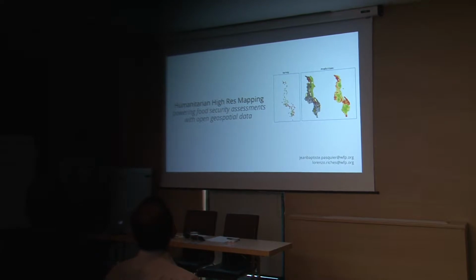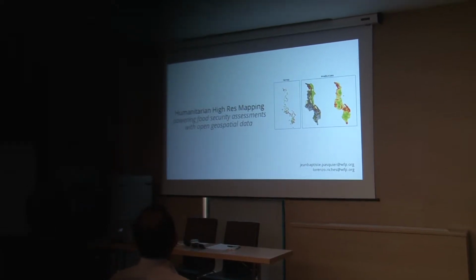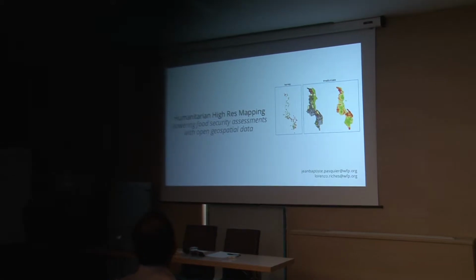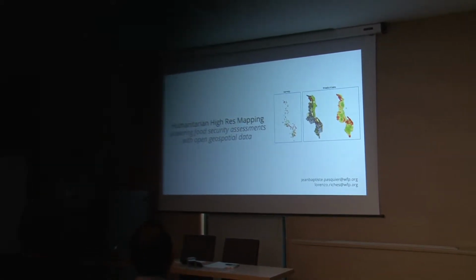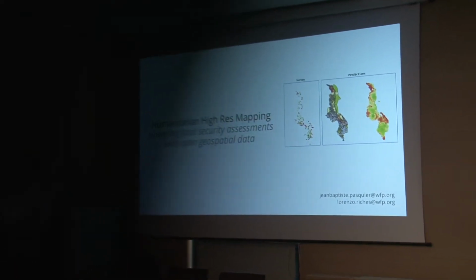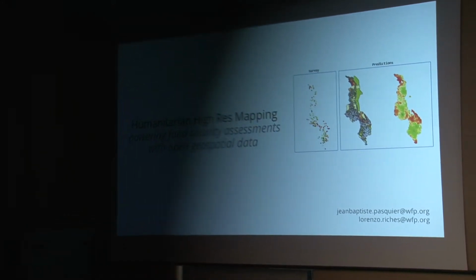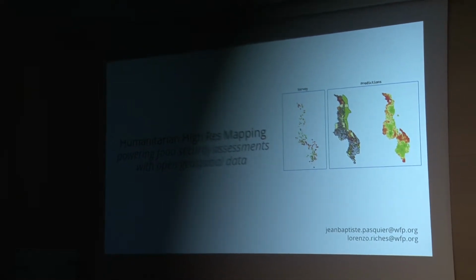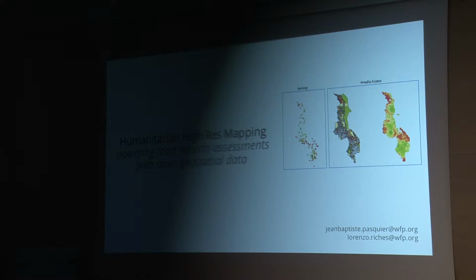The first project I'm going to present, we call it Humanitarian High Resolution Mapping. It's trying to link the food security assessment data, the survey data, the face-to-face survey data in particular, with the remote sensing world. So when we do surveys, we usually collect GPS coordinates, and by looking at satellite images and other remote sensing or geospatial layers, we can extract information that is not in the survey and that can bring more information to the survey.